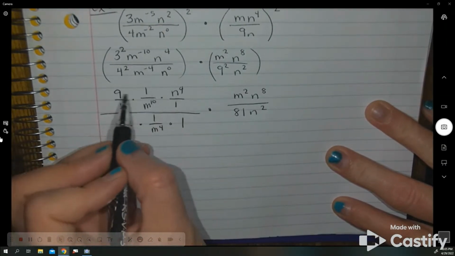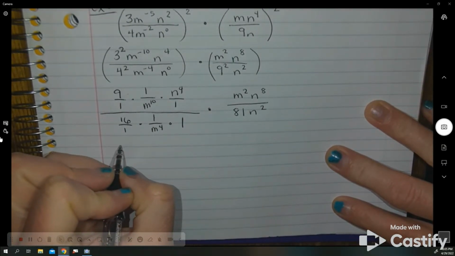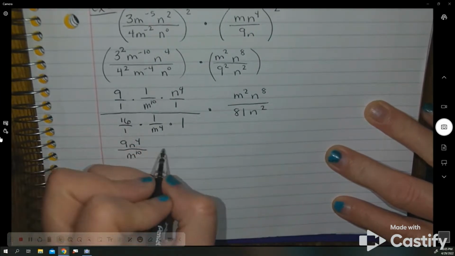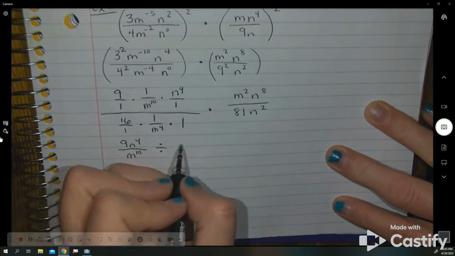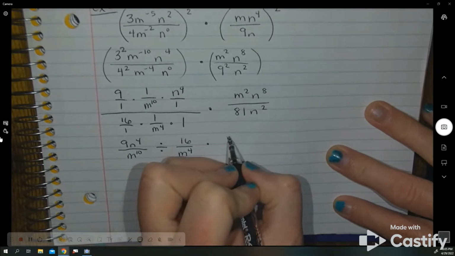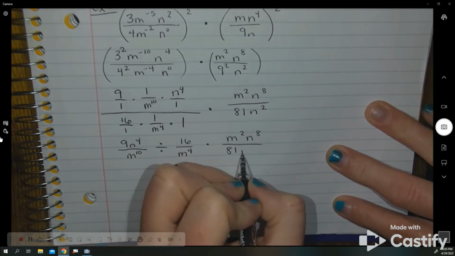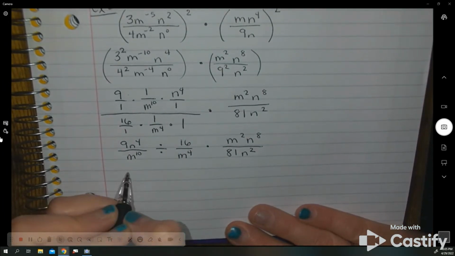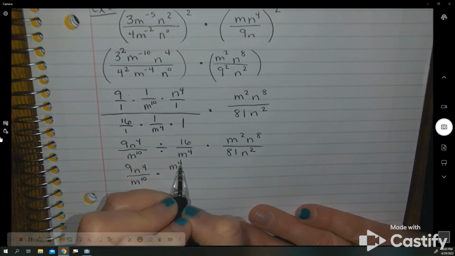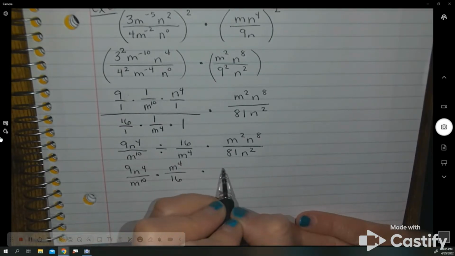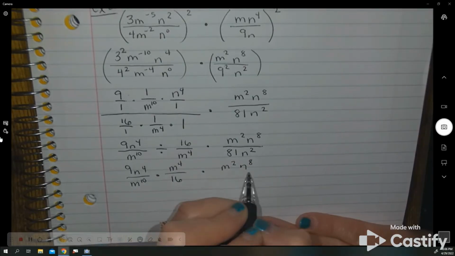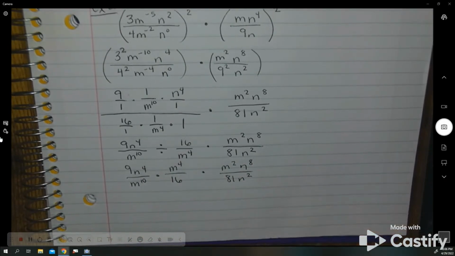So if we clean this up, on the top we have 9 times n to the fourth is 9n to the fourth, over m to the 10th. And again, we're using this fraction bar as a division symbol. And on the bottom we have 16 times 1 is 16, over m to the fourth. Nothing has changed on the right side yet, so we're just going to rewrite this. Here we're going to keep, change, flip, so we have 9n to the fourth over m to the 10th, times, flip our fraction, m to the fourth over 16. Nothing over here has changed yet, so m squared n to the 8th over 81 n squared.